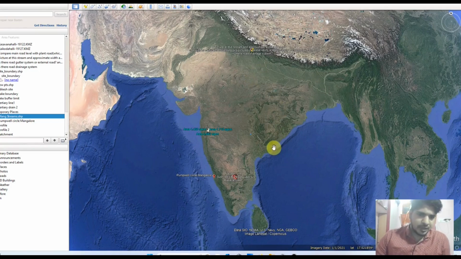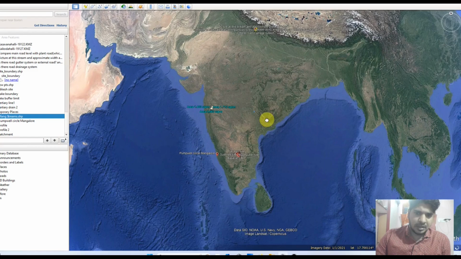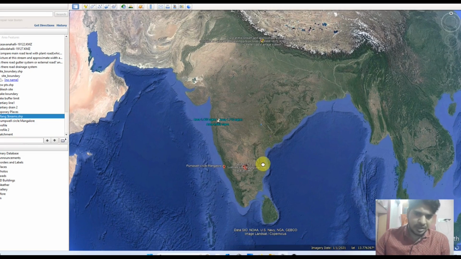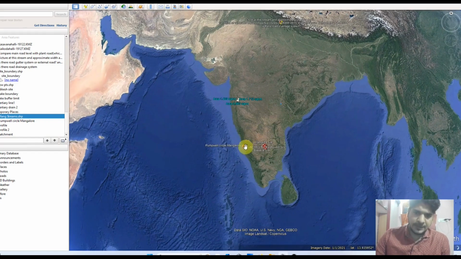So in this video, we are going to understand the drainage problem in a roadway junction. This is the most common drainage problem in most of the underpasses in India. Okay, so we have the location. That is the Pumpwell circle of Mangalore. That has been in the news for some time, quite often I'll say, due to the flooding and blocking the roadway connectivity from these NH66.